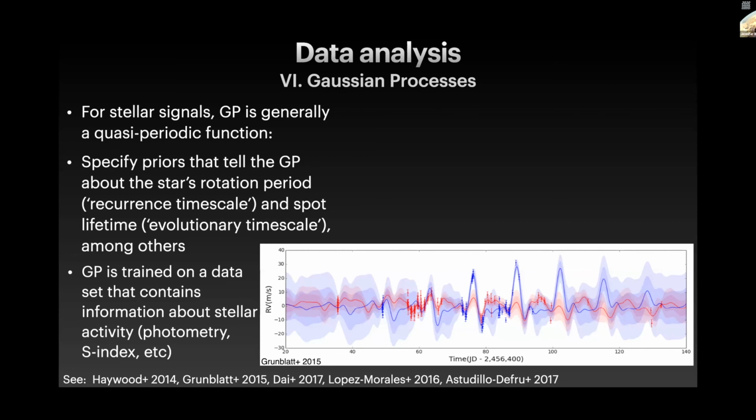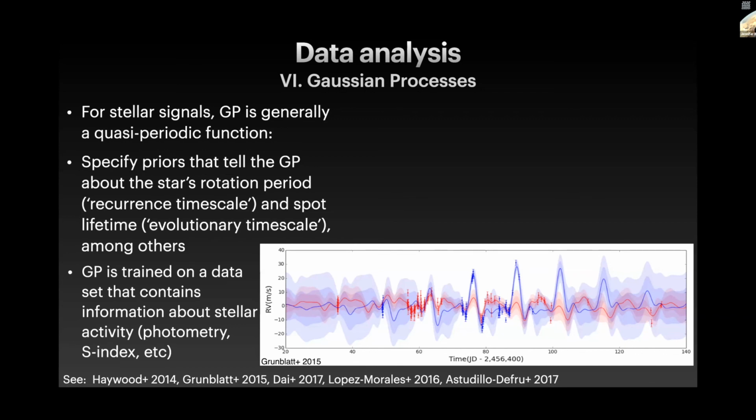So Gaussian processes work under the premise that variability signals are correlated and are often quasi-periodic, with a handful of key parameters that define their behavior, which are called hyperparameters. Now, generally these hyperparameters represent things like the star's rotation period, which is the recurrence timescale hyperparameter, and the lifetime of active regions, or the evolutionary timescale hyperparameter, among others.